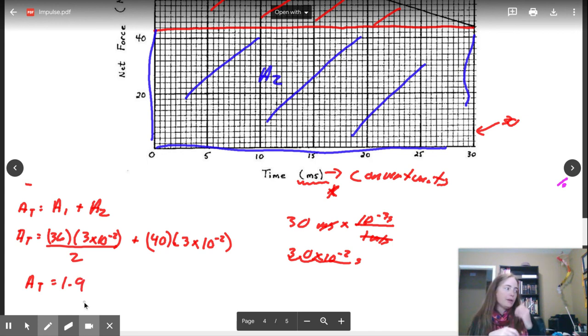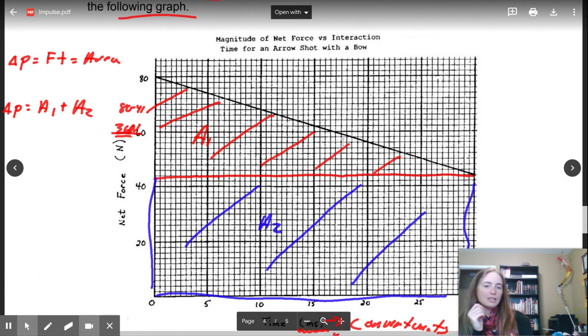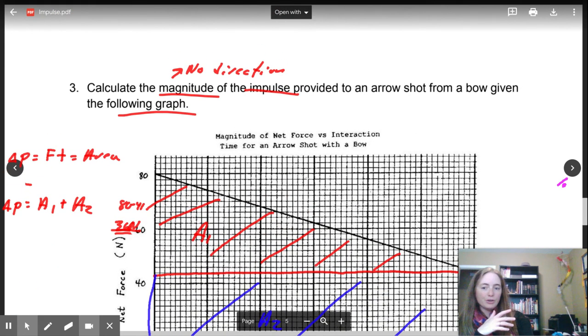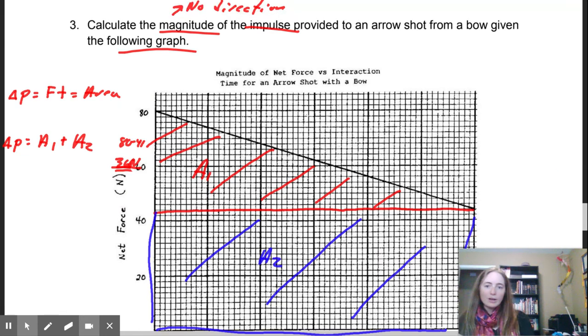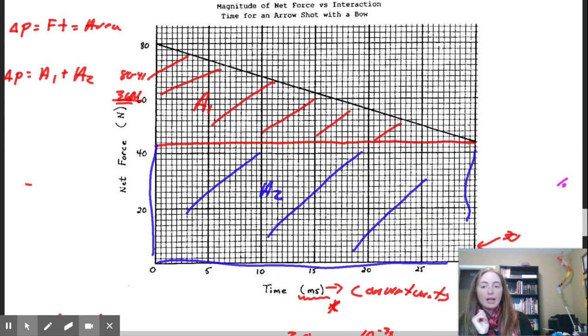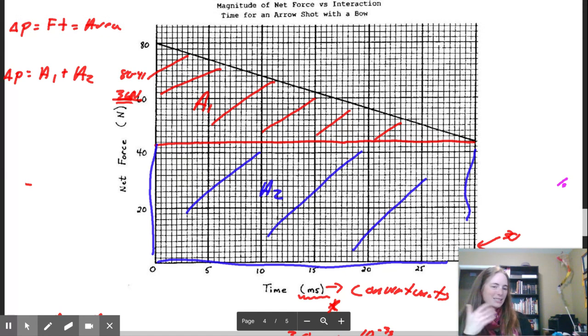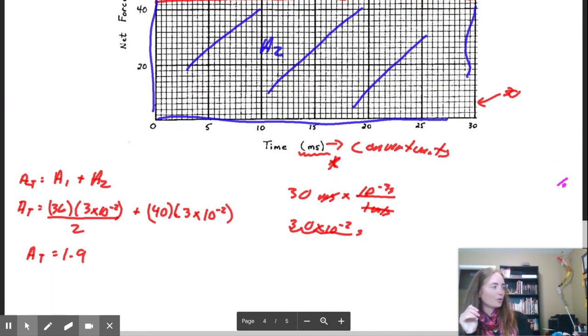So, ladies and gentlemen, we're going to go back and look at this question and see what we need for sig digs and units. Well, the question says magnitude, so that means no direction with your answer. And 2 sig digs. Do not use that 0 in your sig digs. 0 is an absolute value. It's okay. So I'm going to put 2 sig digs.